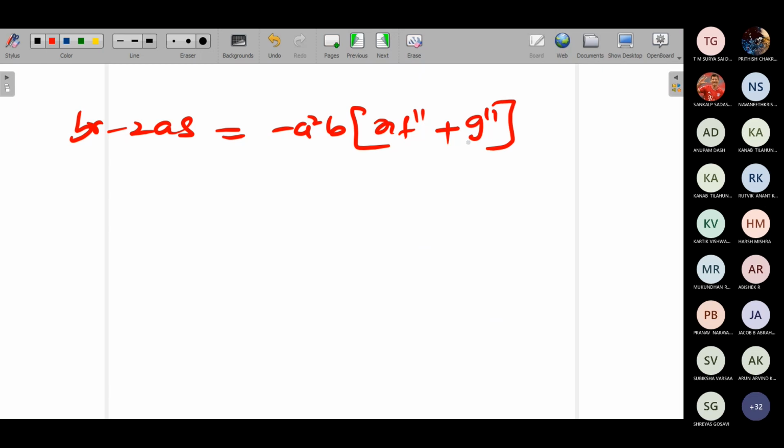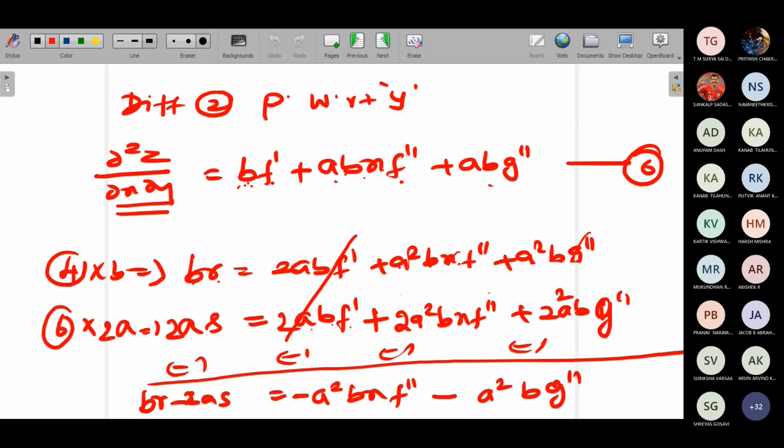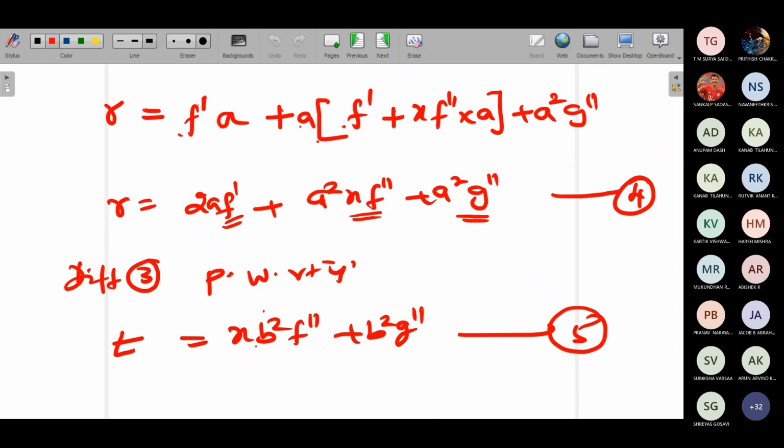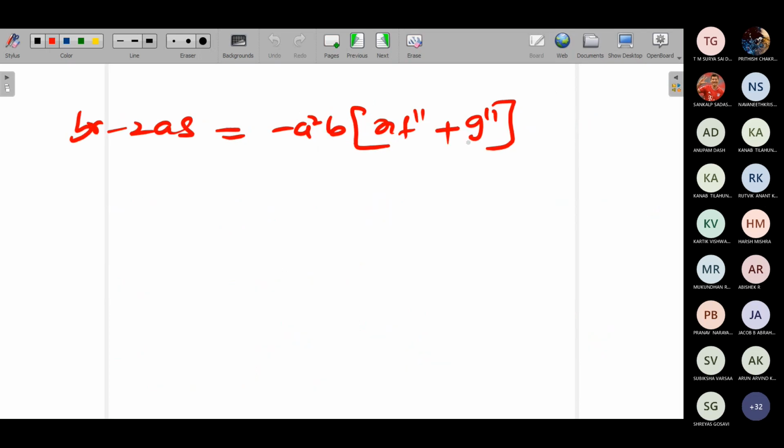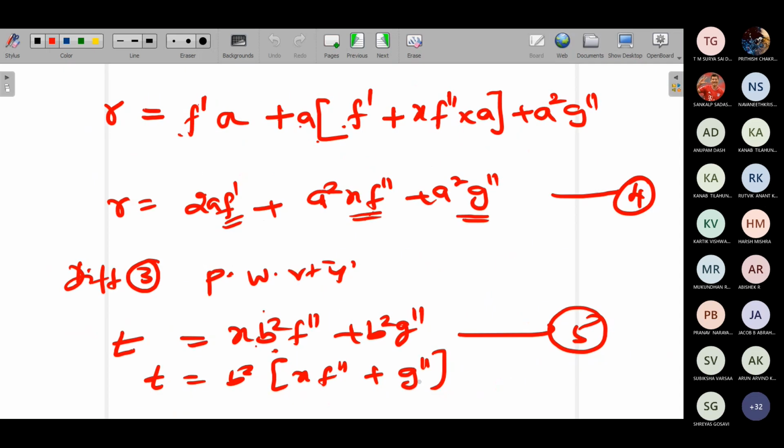We can substitute this, no? X f double dash, g double dash, we have somewhere. Yes, ma'am, in equation T. From this, if I take b square commonly outside, I'll get xf double dash plus g double dash. So I'm getting the same term, xf double dash plus g double dash, which I can replace by t by b square. So I can replace it by t by b square.